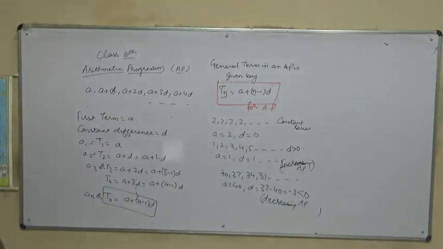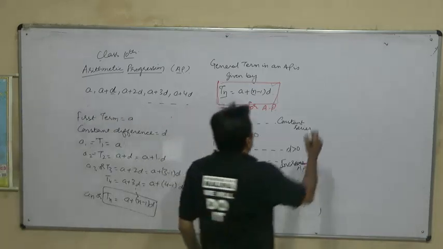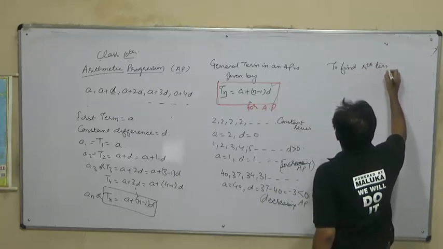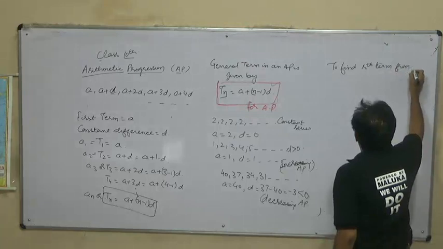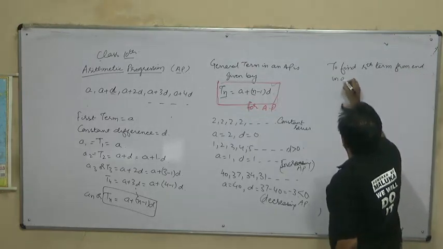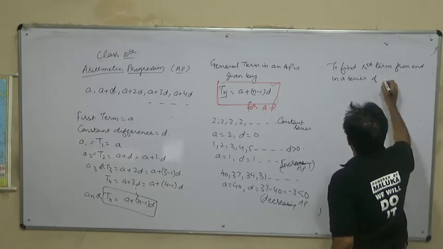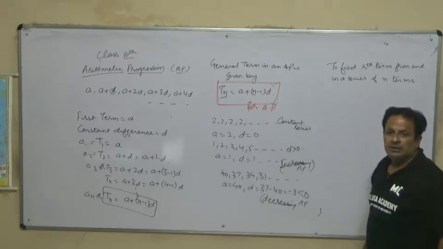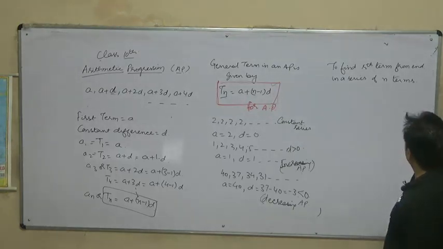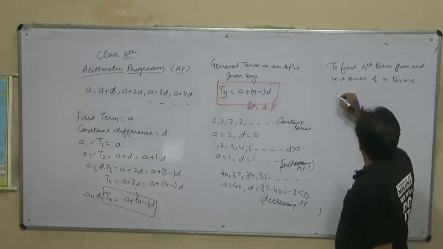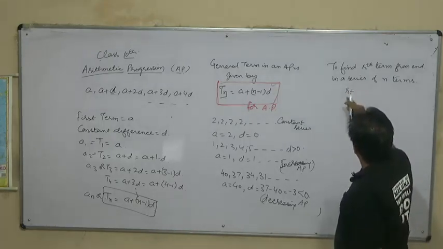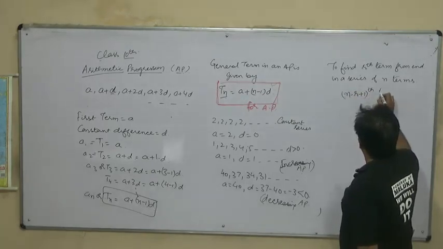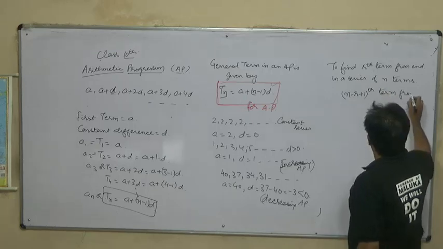if you want to find the rth term from end in a series of n terms. So total there are n terms and you want to find the rth term. This will be equal to the n minus r plus 1th term from beginning.